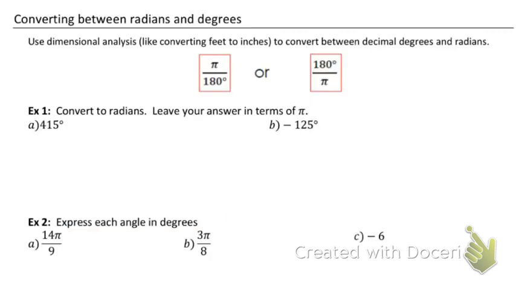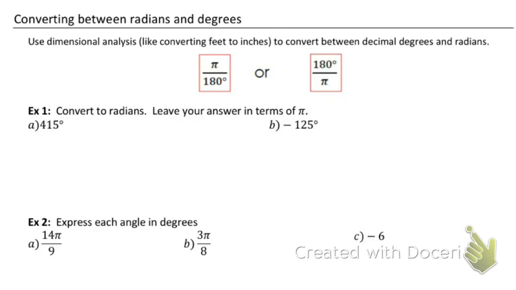Moving on, converting between radians and degrees. We're going to use dimensional analysis, like converting feet to inches, to convert between decimal degrees and radians. In effect, when we switch between feet and inches, our goal is to multiply by fractions that cancel out feet and give us inches in the end. What that's going to look like? Well, we're going to either use pi over 180 or we're going to use 180 degrees over pi to convert the two. And this is exactly what we're thinking of.